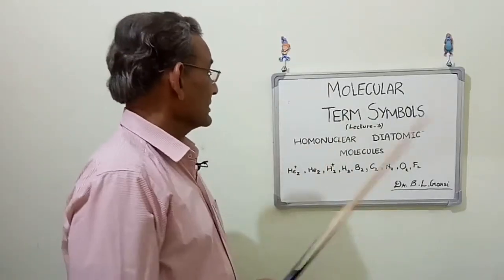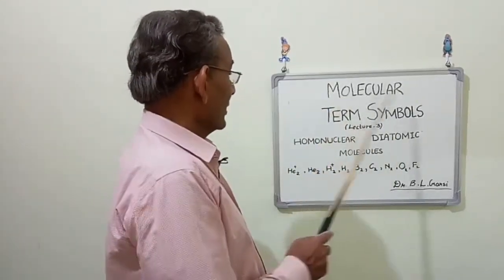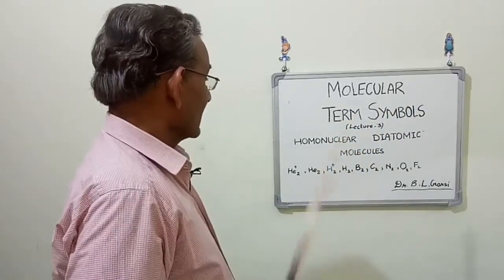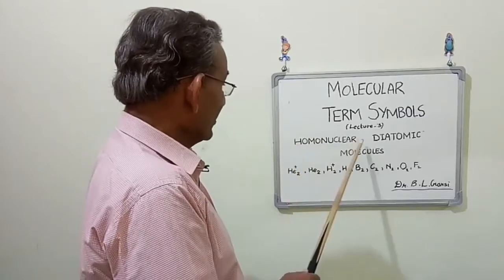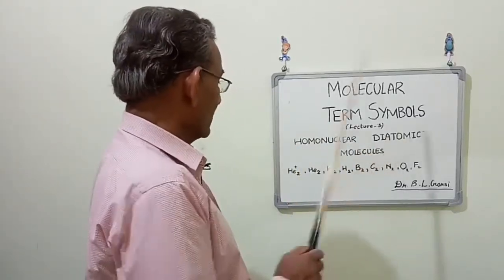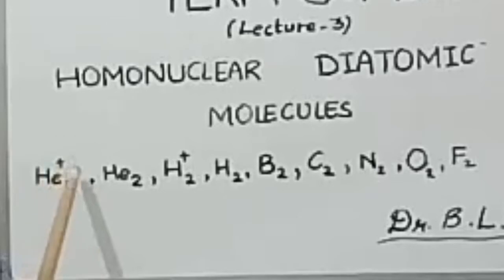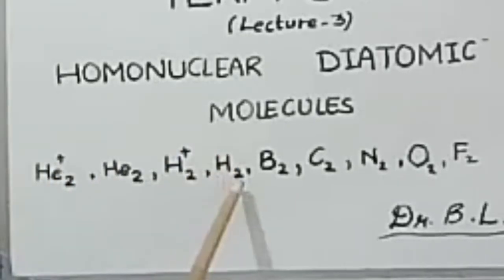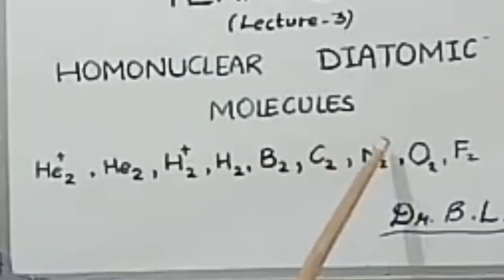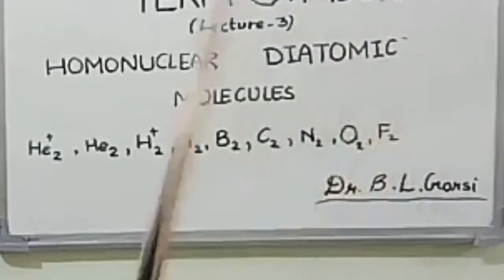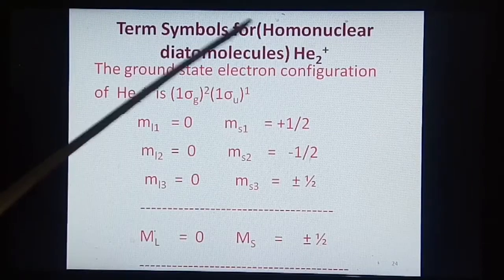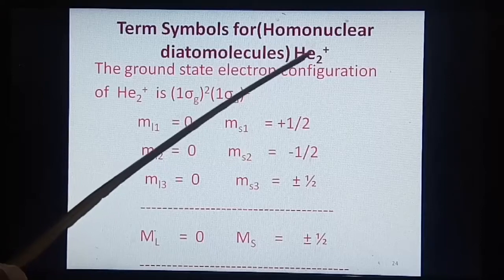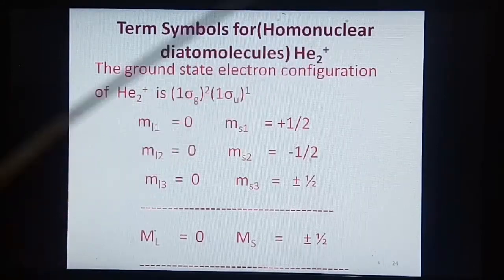Today we are going to discuss the molecular term symbol, lecture 3. In this video we will discuss homonuclear diatomic molecules such as He2+, He2, H2+, H2, B2, C2, N2, O2 and fluorine. Term symbols for homonuclear diatomic molecules, that is He2+. This is the first example.